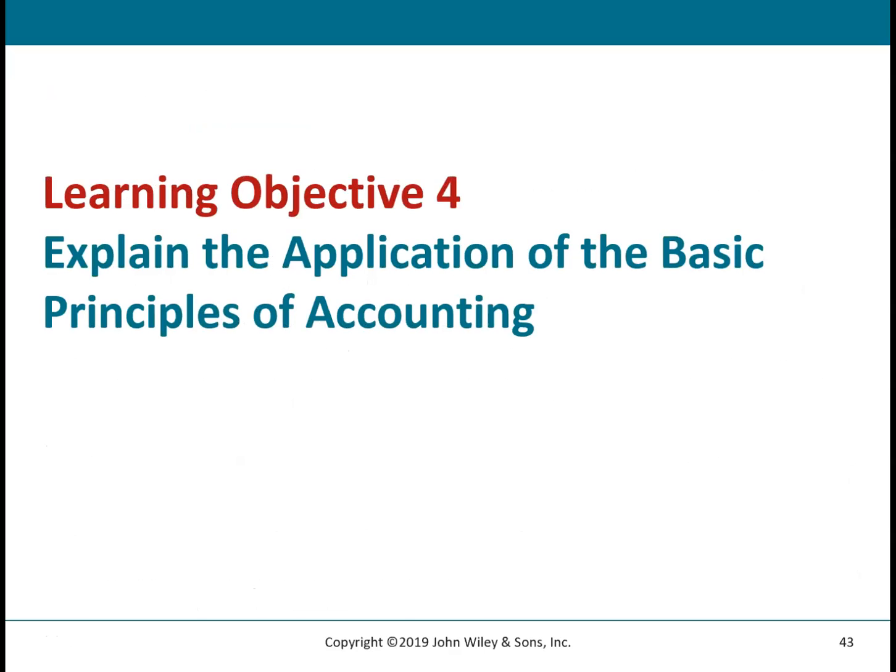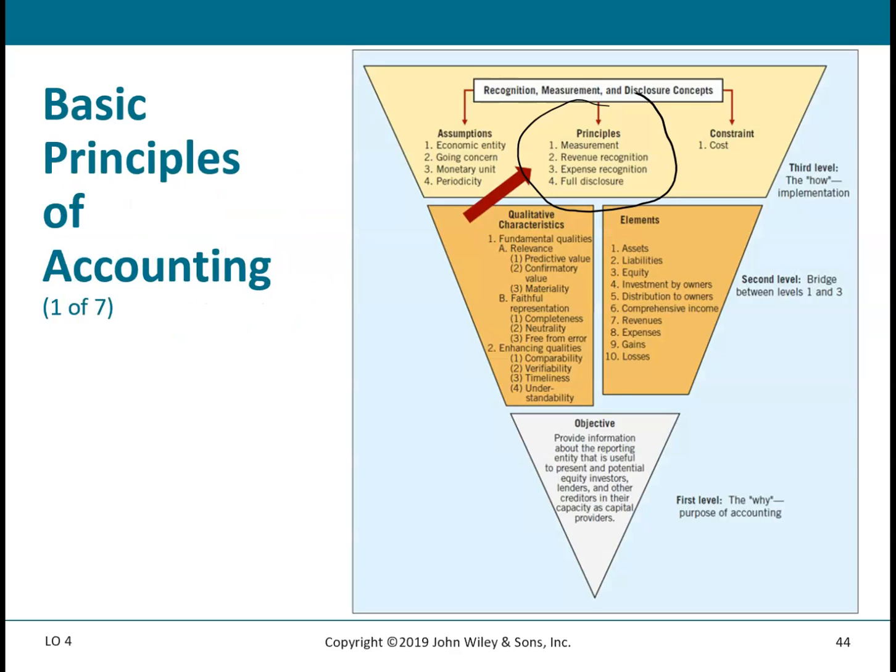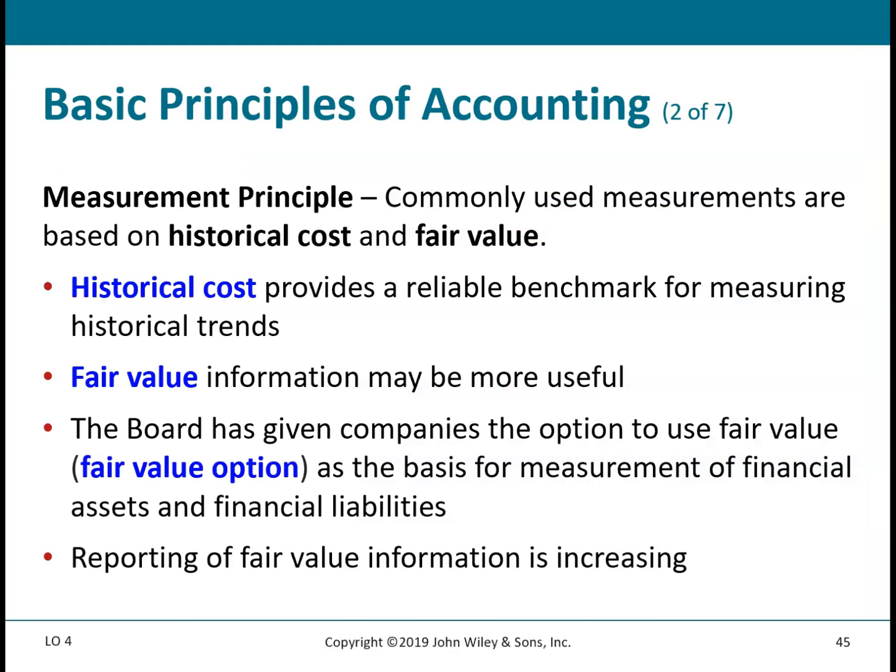All right, objective number 4, explain the application of the basic principles of accounting. So now we're on the second section, on the third level, the principles. We've got measurement, revenue recognition, expense recognition, and full disclosure. Under the measurement principle, these are commonly used measurements, and they're based on historical cost and fair value. Historical cost provides a reliable benchmark for measuring historical trends. This is when we say that we put the truck down at the cost that we actually paid for that truck, historical cost.